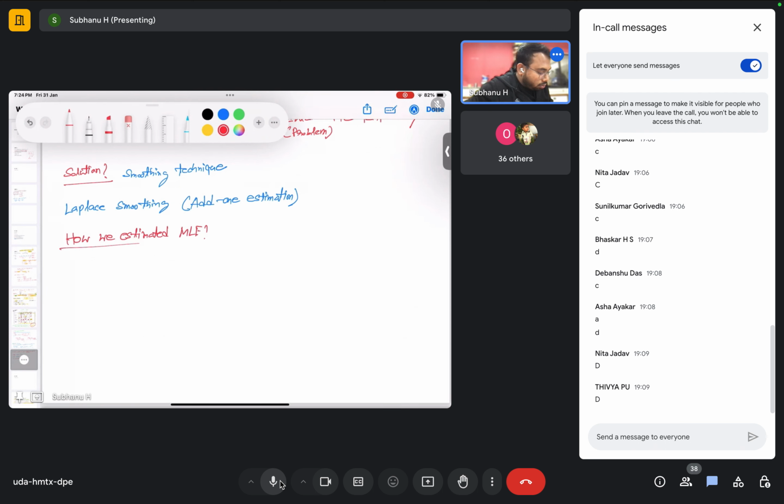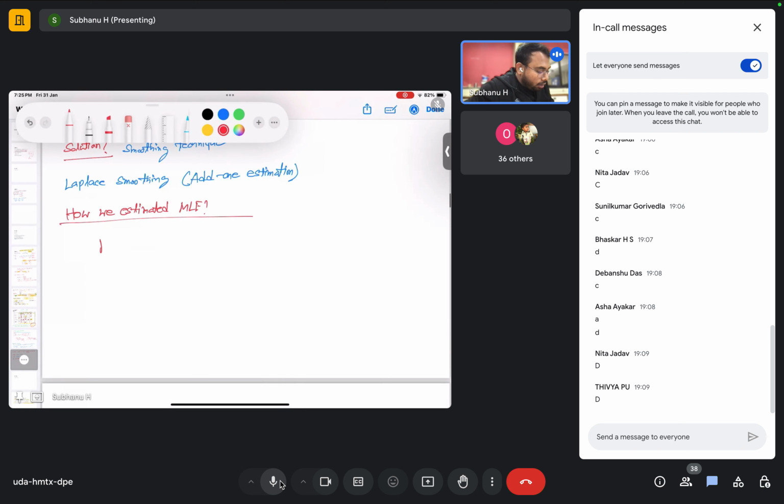So we estimated the MLE as the probability of w_i given the previous word. So it is the count of w_i minus 1 followed by w_i, divided by the count of w_i minus 1.